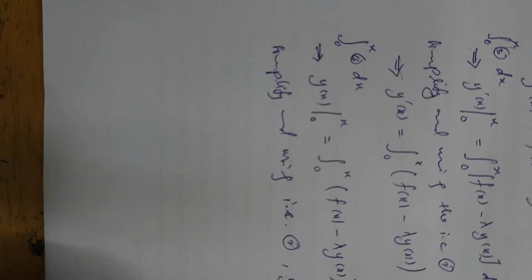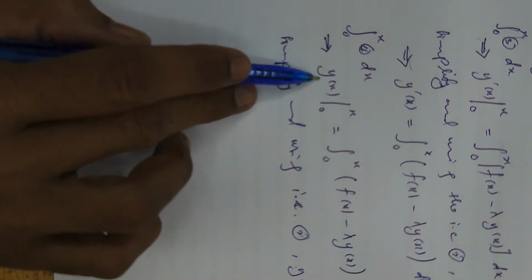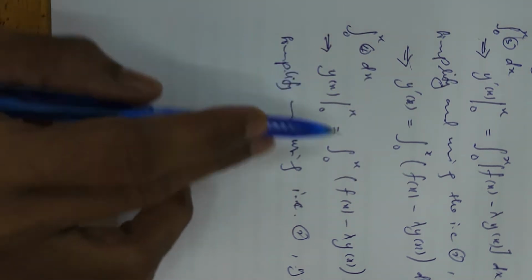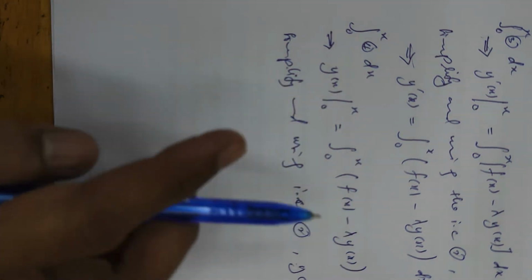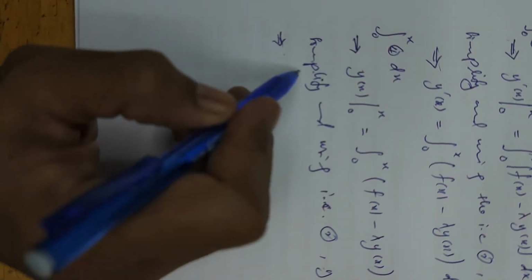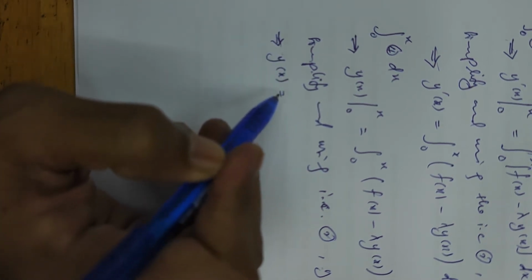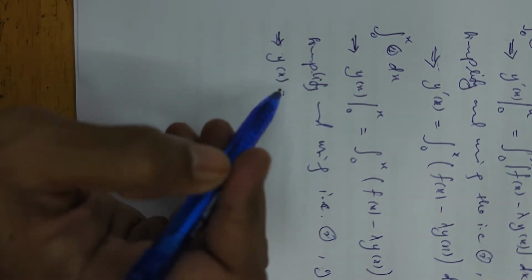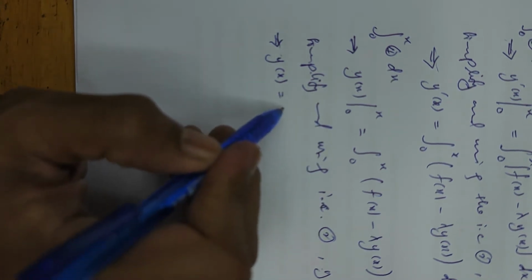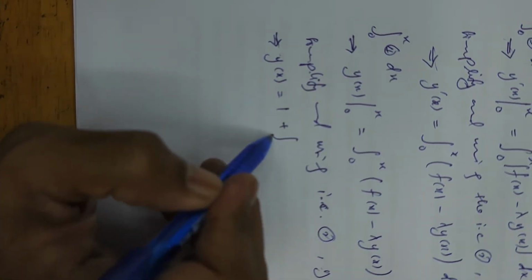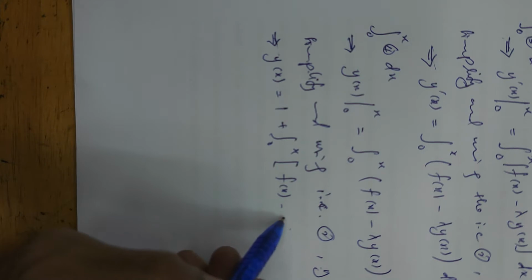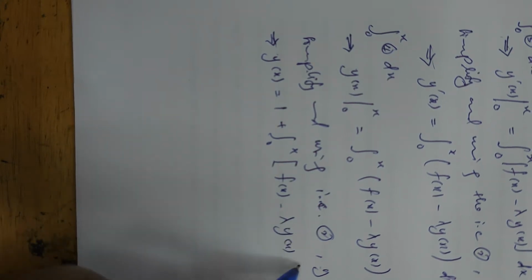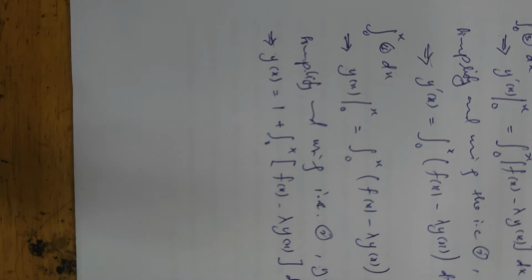So here what we have is y x minus y naught, which is 1, and we bring the 1 to the right side. So y x is equal to 1 plus the integral from 0 to x of f x minus lambda y x dx squared.